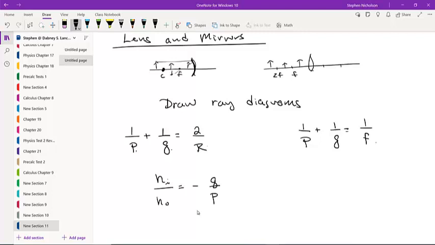If you have positive Q and positive P, you get a negative height ratio, which means it's inverted. If you have a positive P and a negative Q times a negative, you'll get a positive number here. And that way, positive means it's upright. And so this tells you how much the image is greater or smaller than the object is. And it applies for both of these equations, whether it's the ray diagram or the lens equations or the mirror equations.